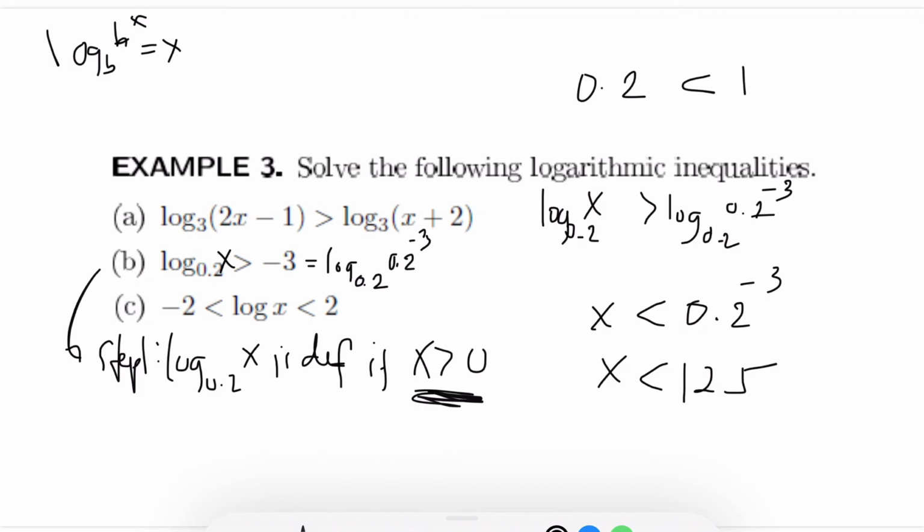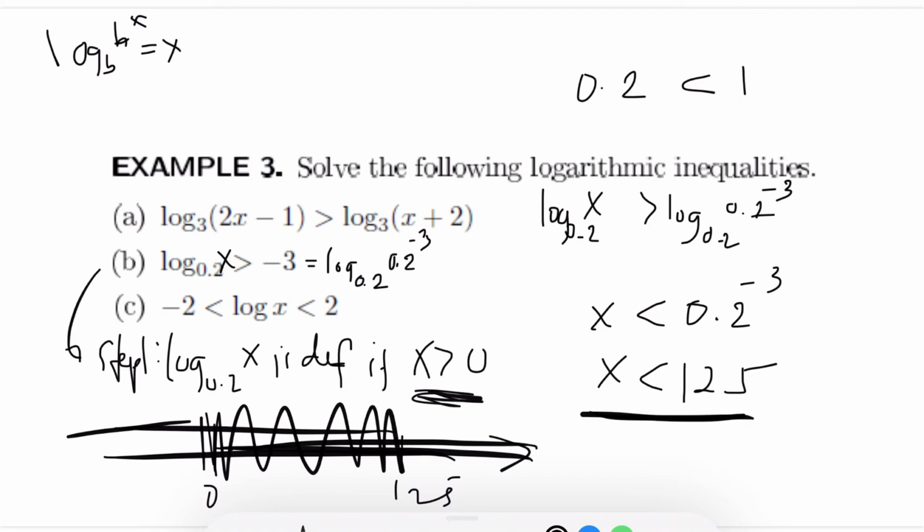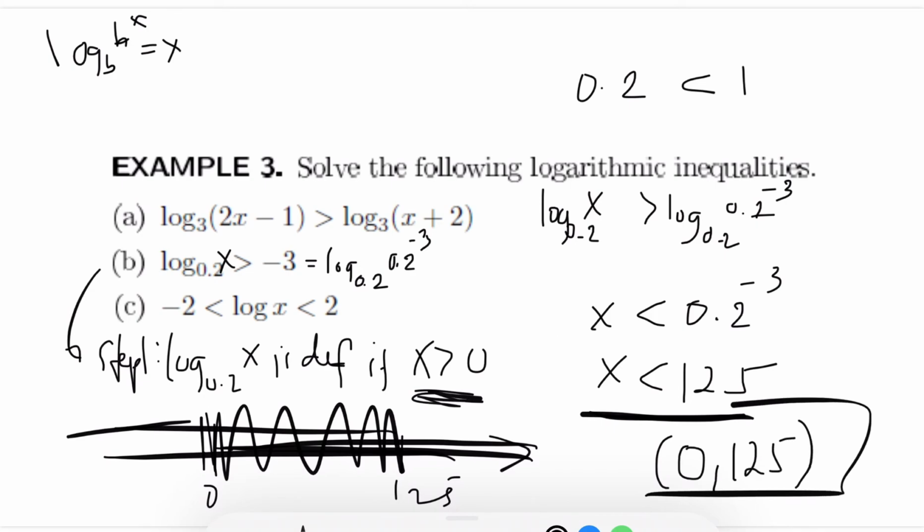Okay, so therefore if we have a number line, here is 0, here is 125, x is greater than 0, this part, x is less than 125, so this one. So where is their intersection? Strictly, so parentheses, 0 to 125 is our final answer.